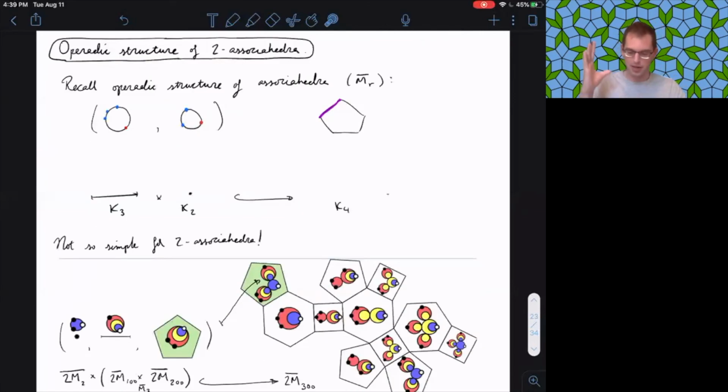Okay, great. So I can finally get to the operadic nature of the 2-associahedra. To get into that, I want to recall how this works in my notation for the associahedra. So if we wanted to define the operadic composition, this is just an example, that takes, and I should have written this as, M3 bar times M2 bar to M4 bar.